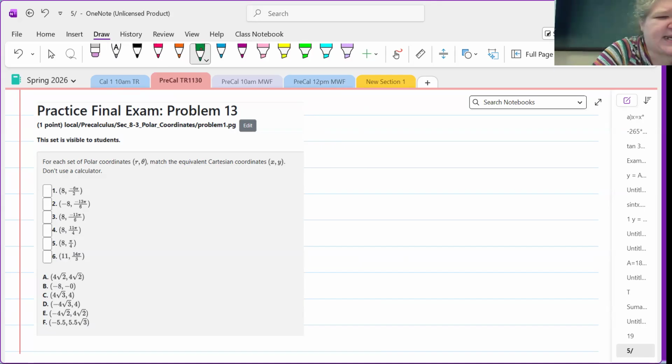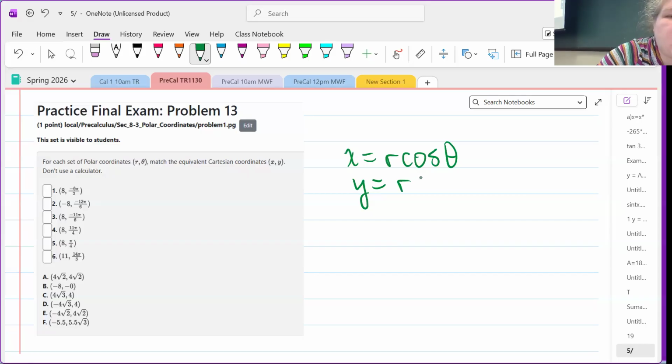For what WeBWorK is asking, they've given us a whole bunch of polar points, and they're asking which is the rectangular point. So remember, our polar equations, x equals r cosine theta, and y equals r sine theta. All of my first list here, these are all r theta points. So since I know r and theta, I can plug those in and get my x and y directly, and the results I get are the answers. There's no ambiguity when you're going in this direction.